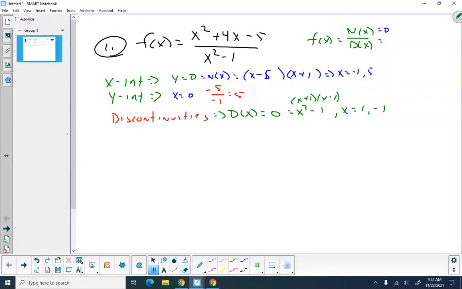Okay, so now we take a look at our discontinuities. We need to determine what occurs at our discontinuities. We have two things that could occur: we have an open dot, or we have vertical asymptotes. So let's take our limit, and the only way we can determine this is taking our limit as we approach each one of our discontinuities.